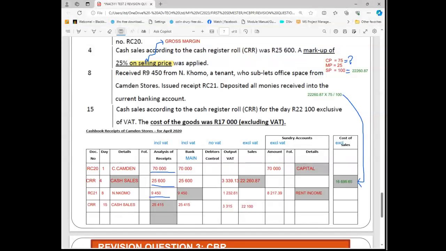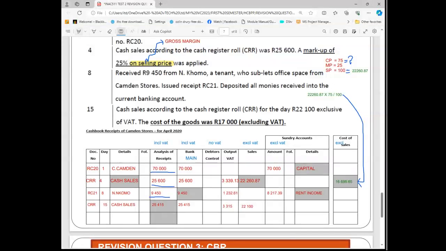Yes. Like here, check on the 4. If you take this sales and you add this output, you must get this amount. If you take this plus this, you get that amount. It depends which one they gave you first. Okay.